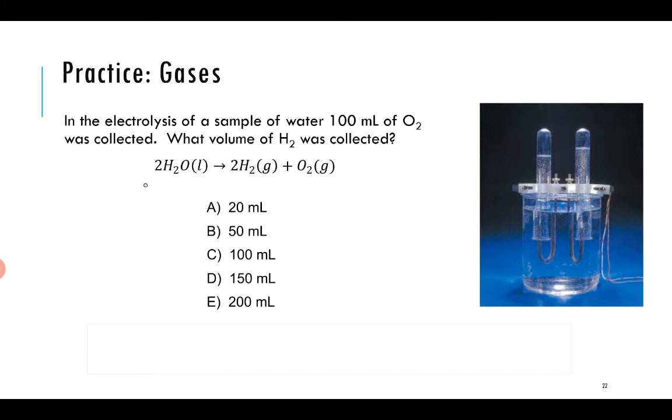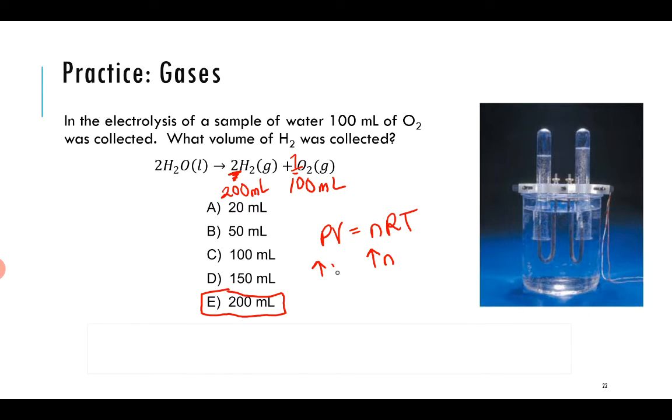Okay, you got an answer? We are told that we have 100 milliliters of O2, and it's asking us about the volume of H2. Since that's a 1 coefficient and that's a 2 coefficient, we're going to have twice the volume. Again, if we look at our ideal gas law of PV is equal to nRT, then as we increase the n, we're going to increase the volume.